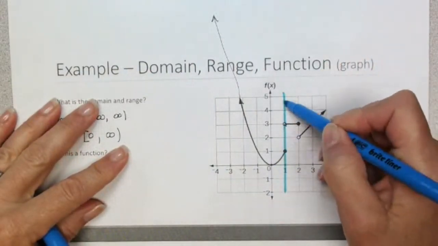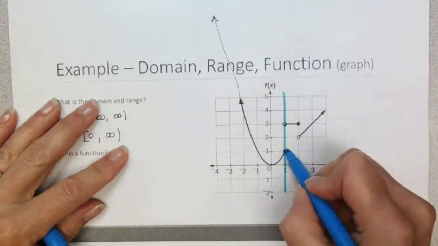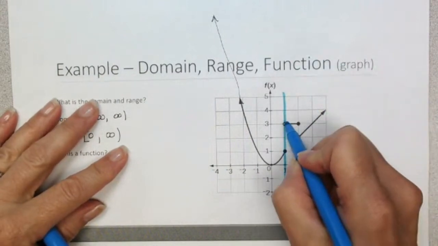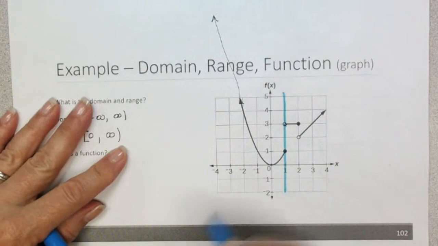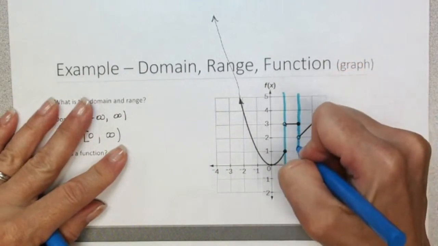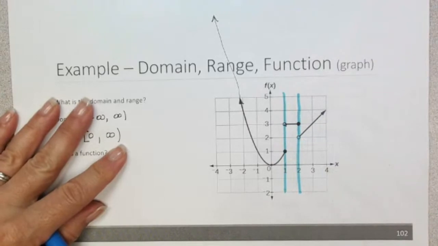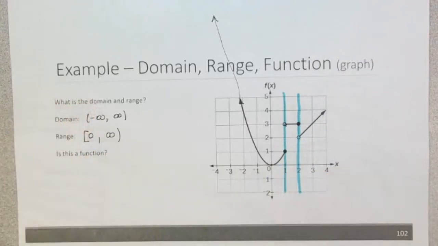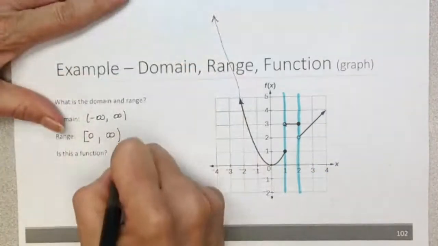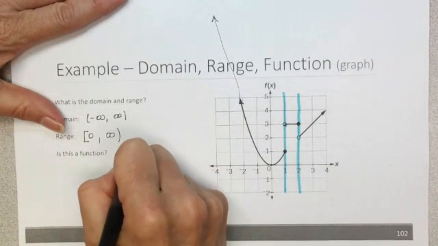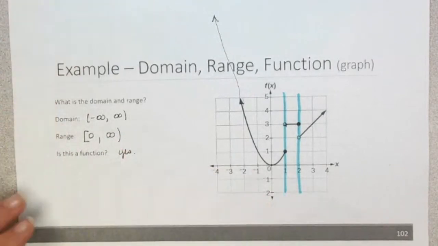Does it intersect the graph in 2 places? Nope. It intersects the graph down here in that closed circle, but not up here in that open circle, right? We have the same thing occurring right here. It intersects the graph at that closed circle, but not at that open circle. There's no other potential overlaps there, so I would have to say, yes, this is a function. It passes the vertical line test.